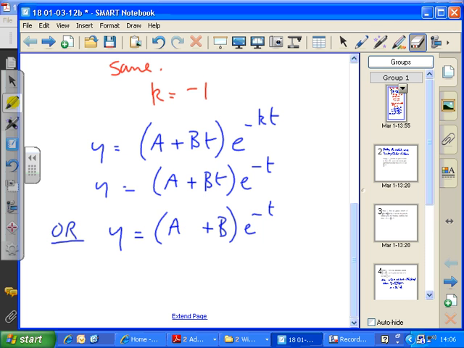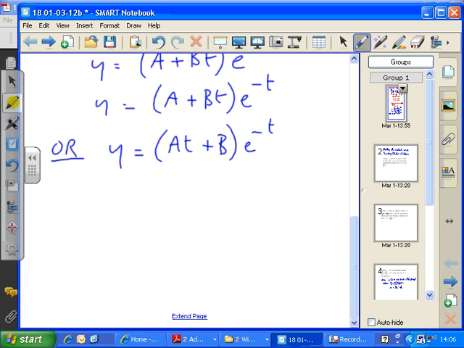Actually, it shouldn't be an x, it should be a t, shouldn't it? So the t could go with either constant. So the general solution could be written like that or like that. Of course, to get the solution in the textbook, all they've done is expanded out the bracket. So you could just as easily write this as a t e to the minus t plus b e to the minus t, which is as it's written in the exercise.